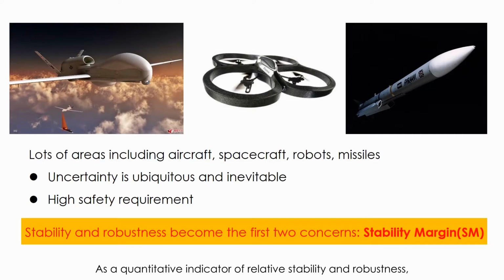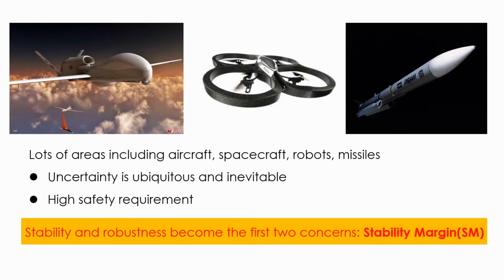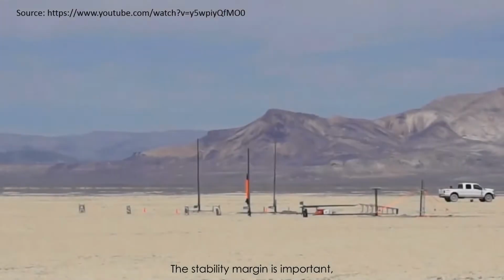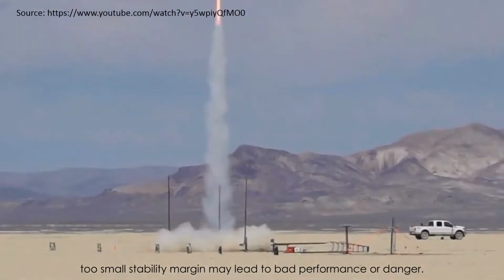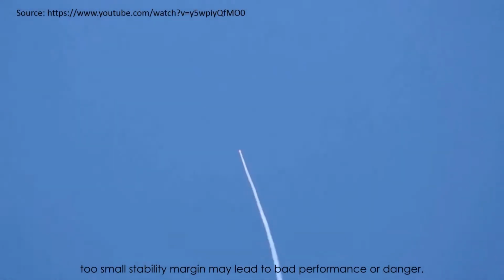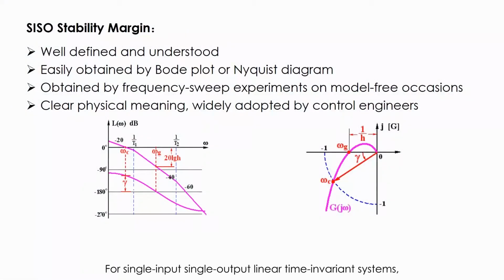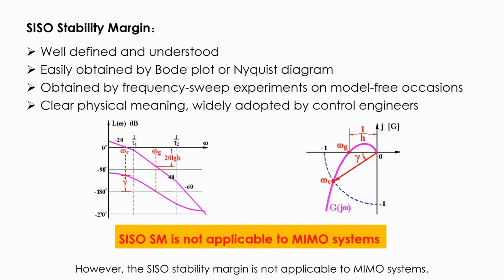As a quantitative indicator of relative stability and robustness, the stability margin is widely used in control engineering. The stability margin is important. Too small stability margin may lead to bad performance or danger. For single input, single output linear time invariant systems, the classic stability margin is well defined and understood. It has many advantages. However, the SISO stability margin is not applicable to MIMO systems.